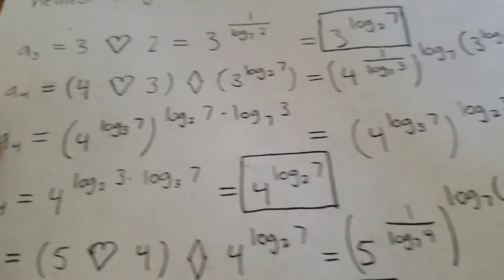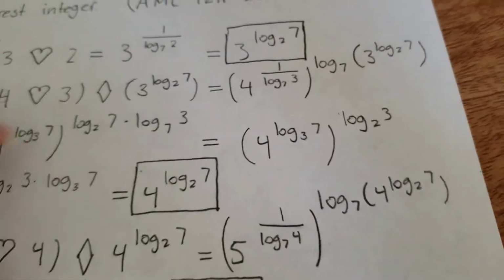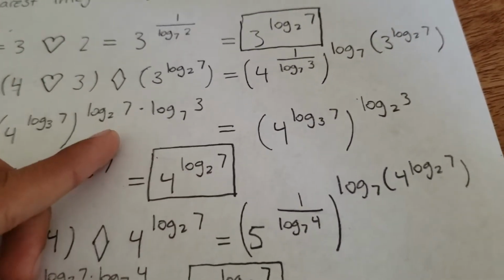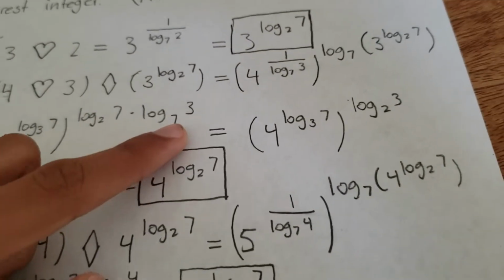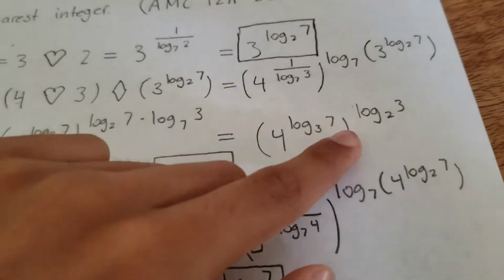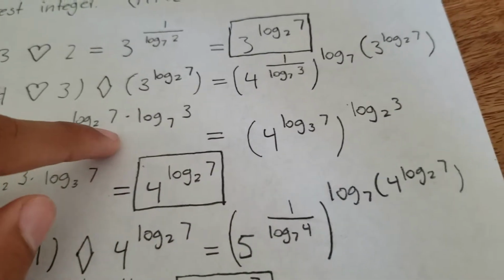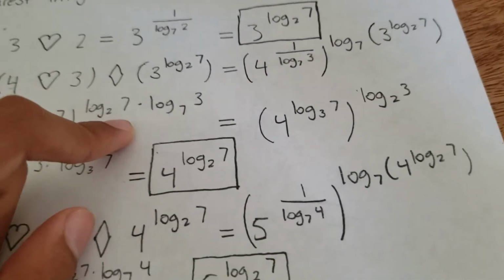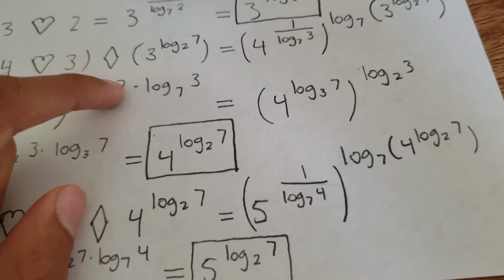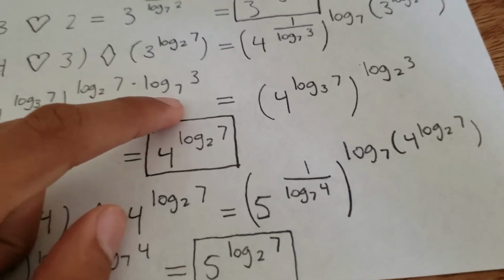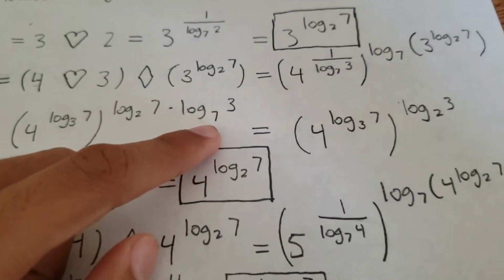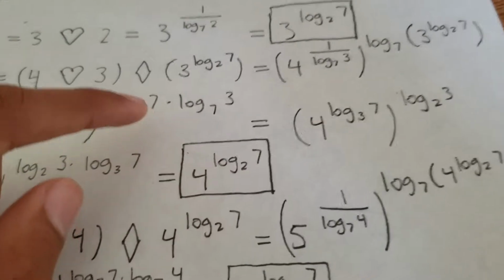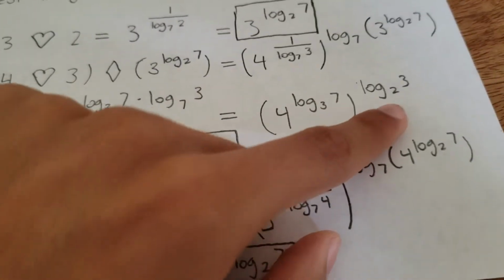We can simplify this more by using the chain rule of logarithms, because log base 2 of 7 times log base 7 of 3, that's just log base 2 of 3. Because whenever we have a logarithm with the same argument as another logarithm with the same base, then we can use the chain rule of logarithms to cancel these 7s, and we're just left with log base 2 of 3.